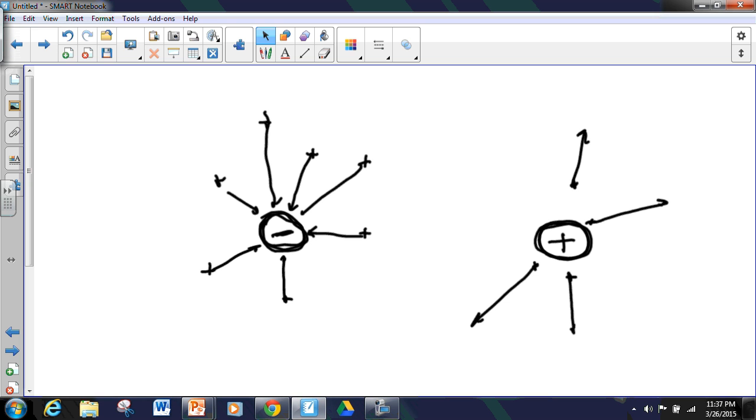So scientists agreed to always use a positive test charge to see what happens in this space around the charged object. And then we use these arrows to represent the path the positive test charge would take. These are called field lines or lines of force, and they describe the force field.